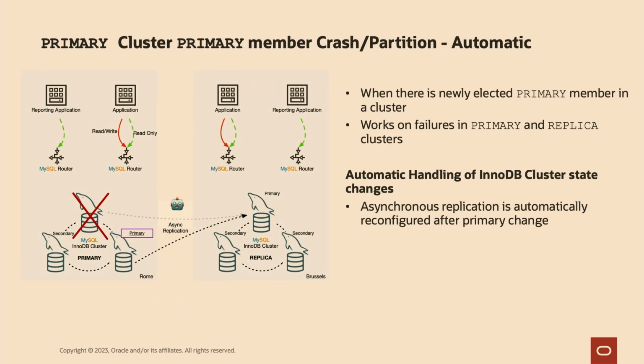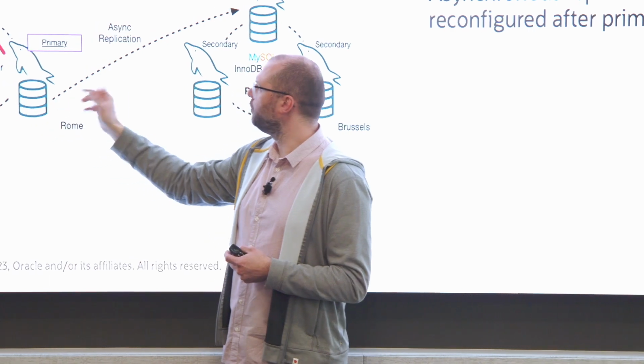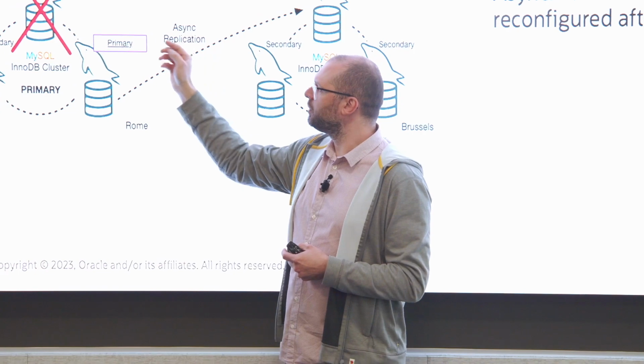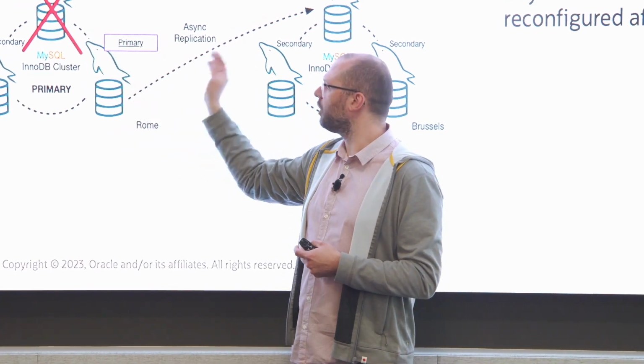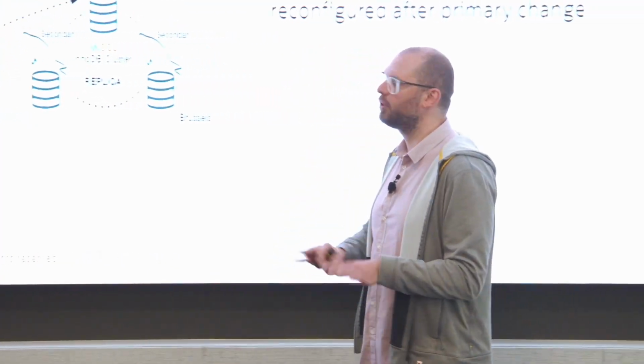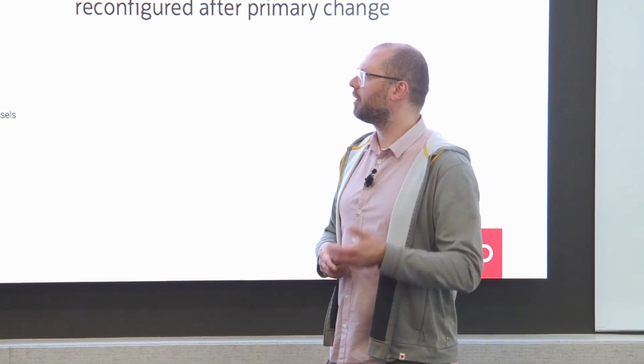Now let's say a primary crashes. A primary member in the primary cluster crashes. So automatically, we've added functionality in replication where the replica cluster has an asynchronous replication running, but only one. And if the primary changes, we don't have to reconfigure its replication configuration. It will learn about the group membership and it will automatically reconnect to the new primary. So this is fully automatic. You don't have to do anything when a primary crashes in a primary cluster.